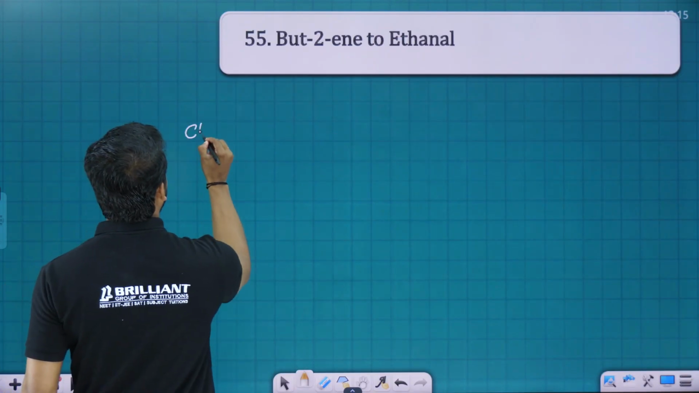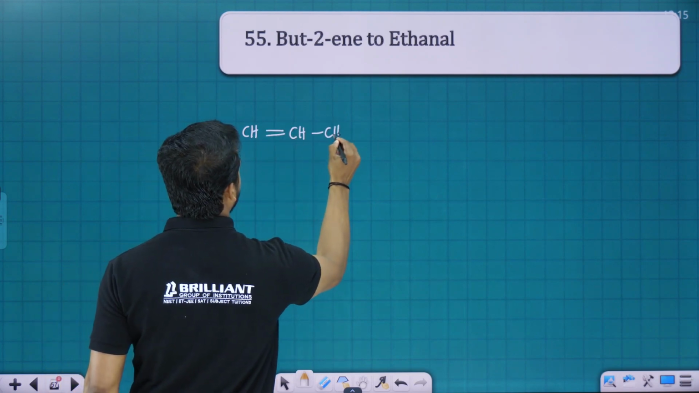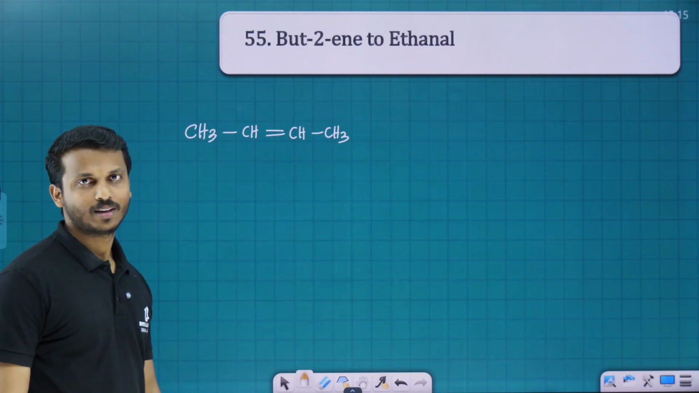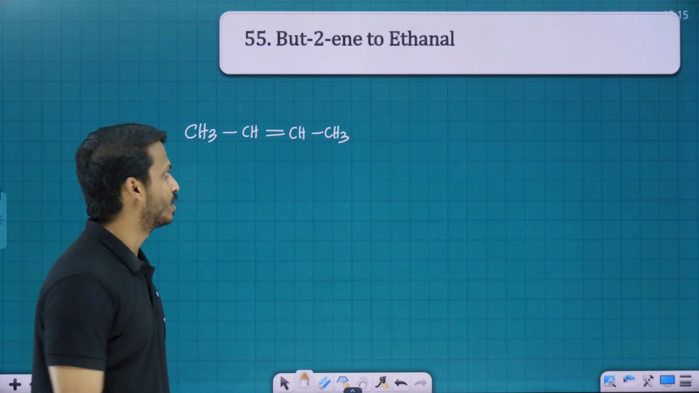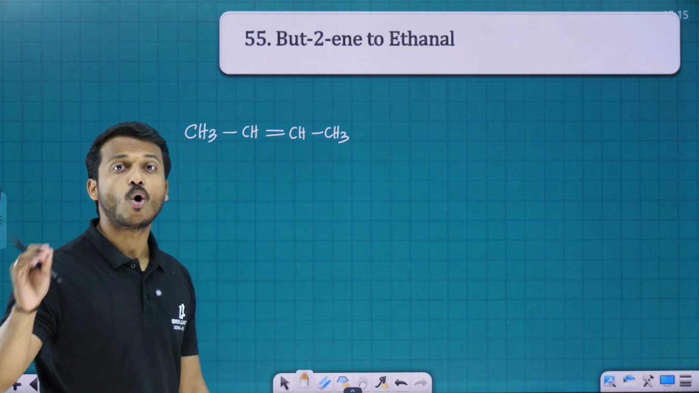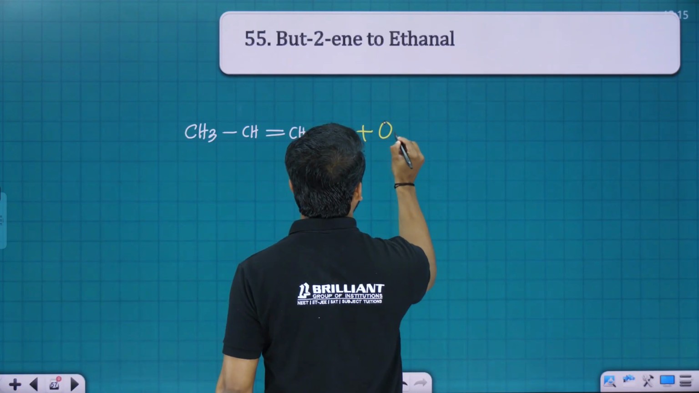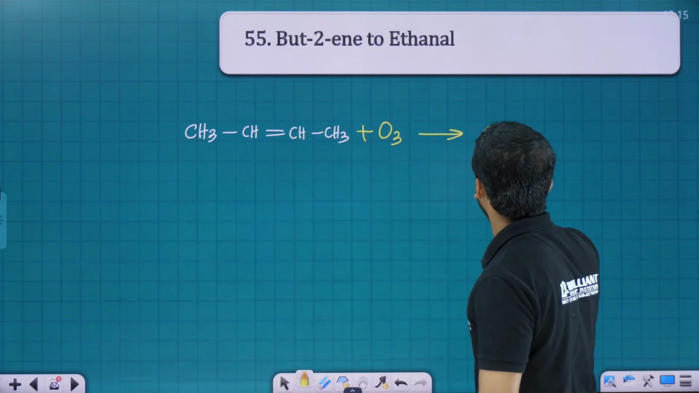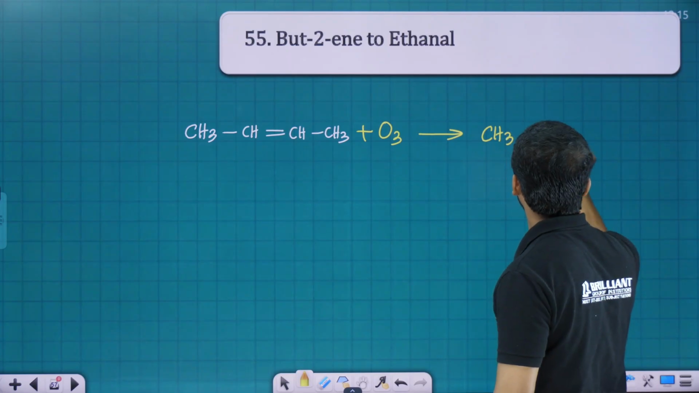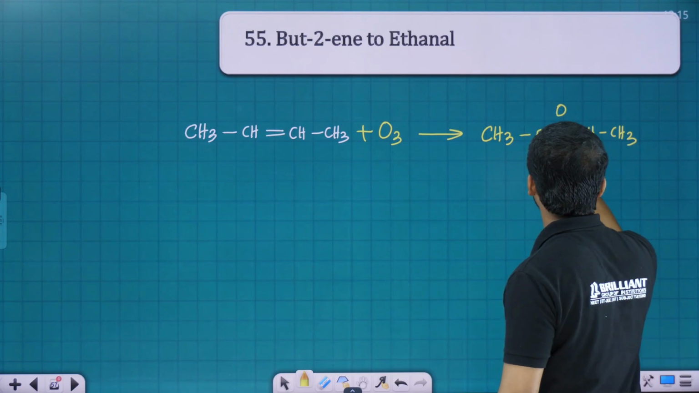55. How will you convert but-2-ene to ethanal? Total 4 carbons in your reactant, only 2 carbons in product. Means the double bond is cut. That is ozonolysis. How to do ozonolysis, my dear? First step, we will add ozone. How do we add ozone? We cut the double bond and add 1 oxygen above, 2 oxygen below, right?